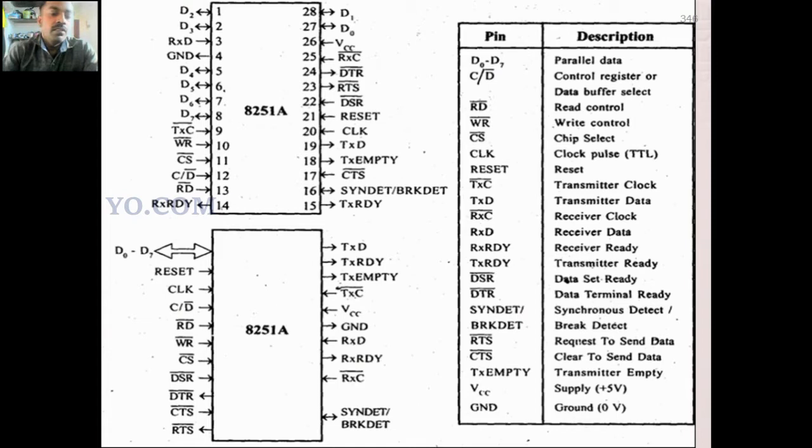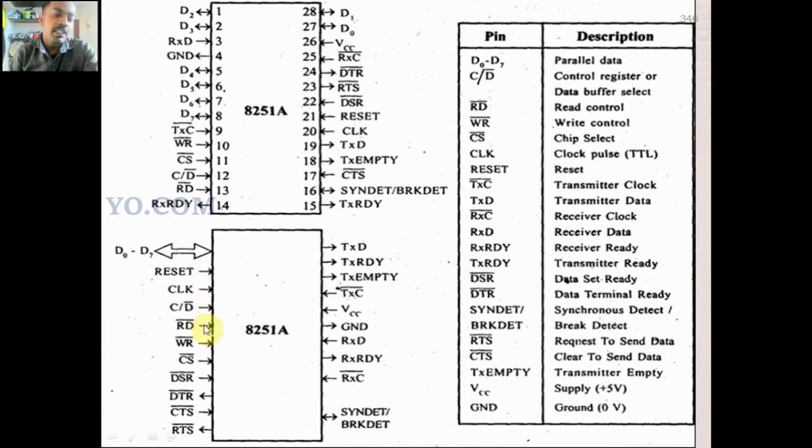Okay, so this is a standard pin diagram. It has 28 pins, 14 pins on one side and another 14 pins on the other side. This is the signal diagram of 8251A. Actually both are 8251A: this is the pin diagram, this is the signal diagram. You need not draw the pin diagram in the examination, only the signal diagram. This is the signal diagram.